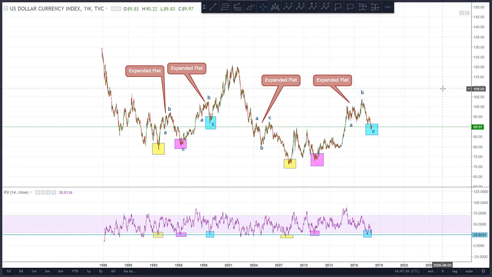Hi guys, this is Wave 618 and it's the 5th of March 2018 and it's currently 4:45 in the evening GMT. Alright, so I want to do an analysis of the US dollar chart today.